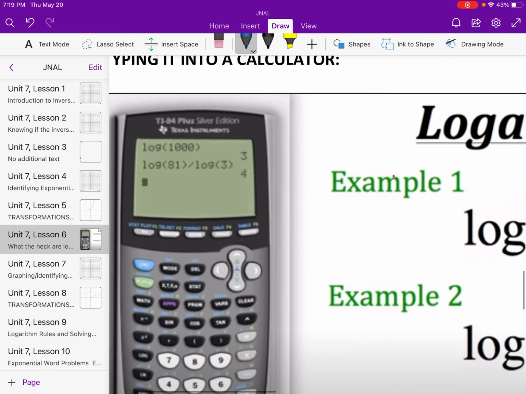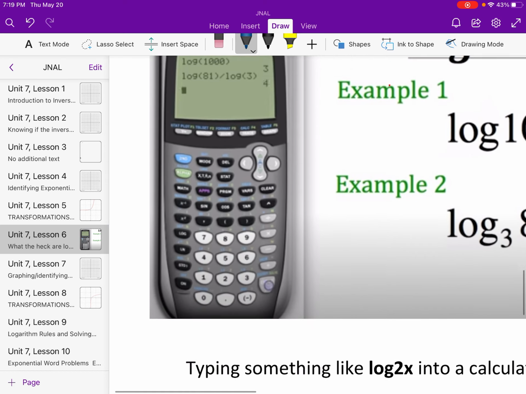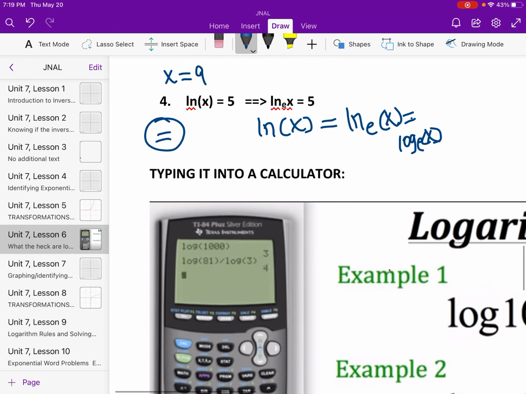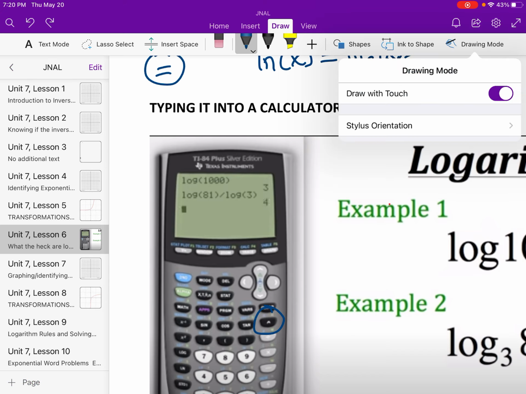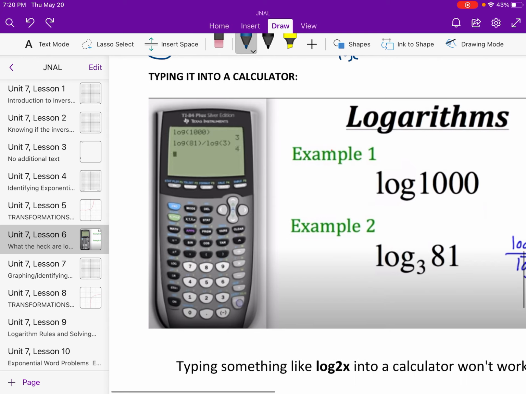Now, how do you type this into the calculator? Because if you notice, how can you type a base in there if it's what's called a subscript? As a review, let's say we have x. What's up there is called the superscript, and that's where exponents go. What's down here is the subscript, and that's what our bases are. You can't type that into the calculator. We use this button to type a superscript, but there's no subscript button, so we have to do it a different way.